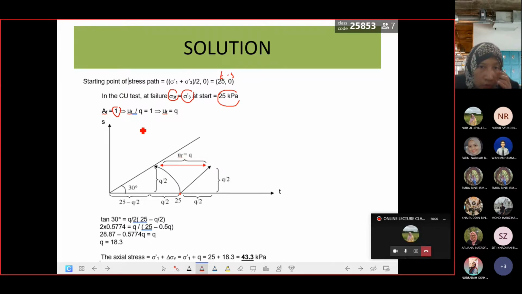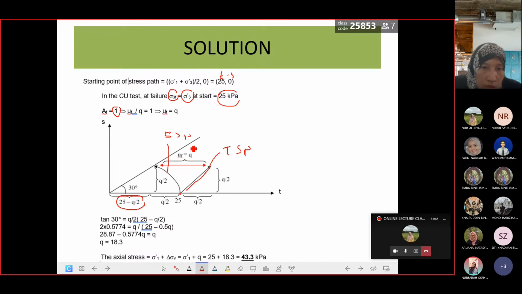Okay, for this UF and Q, you have to get back to the equations. If you look here, the Q over 2 is from this point, from 25 up to here is Q over 2. Then this one is the TSP, here is the ESP. So tangent 30 degrees. The question has already given this information: the final tangent line is 30 degrees. So tangent 30 equals Q over 2 divided by 25 minus Q over 2. So it is taken from here.